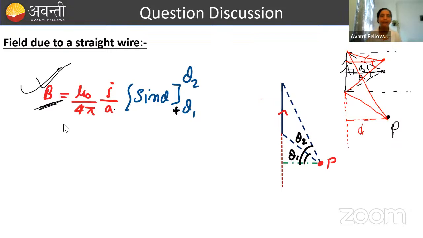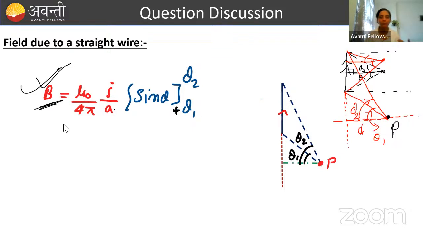Now, what will be the angle? Angle measurement always happens by taking this line as the reference, right? So even now you have to measure from here. This will be your angle theta 1 and this will be your angle theta 2. But now look carefully at what is happening here.